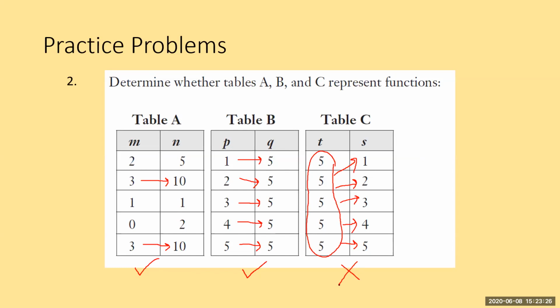One more thing to notice here in this problem, they're using different letters for input and output. Again, that's fine. Remember, the letters are just standing in for unknown or changing quantities. So you really can choose any letter you want to. X and Y are the most common, but you might sometimes see different letters used.